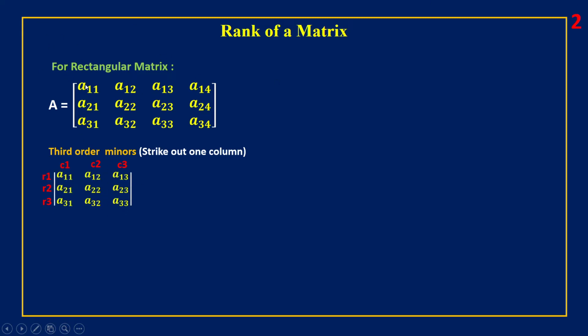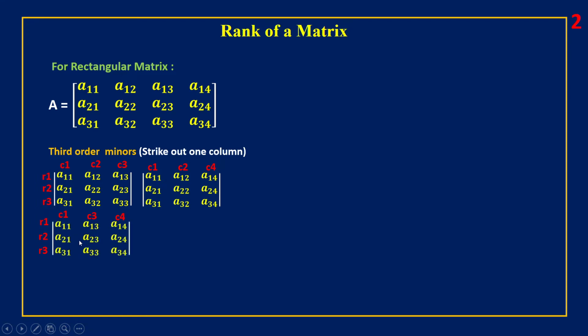Full combination: first column, second column, third column. And then by striking out the third column, the other elements, the third order minor, consist of first column, second column and fourth column. And also by striking out the second column, the third order minor is this one. And by striking out the first column, the other elements are nothing but the third order minor. So the total number of third order minors is 4 minors. Okay, 4 third order minors.